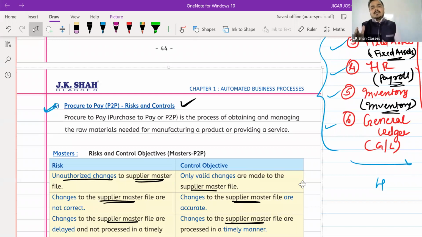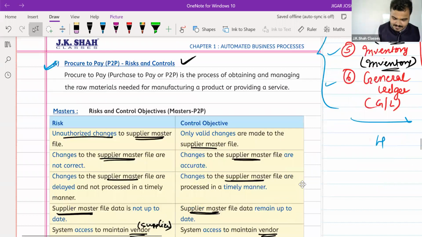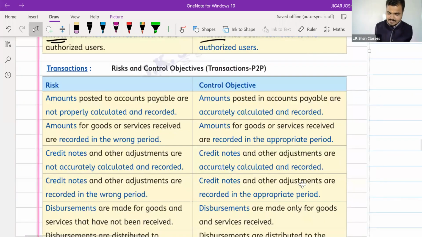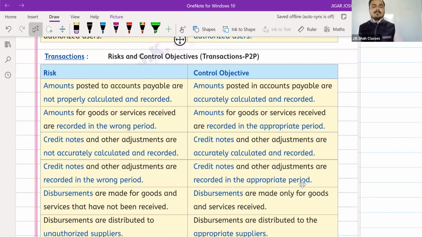So now, my dear children, we are going to refer to the next one, that is transaction related risk and control. Whenever we are studying transaction related risk and control, please do remember this thing: procedures are important. If you remember the procedures, you will be able to solve any transaction related risk and control in the most easy and efficient manner.